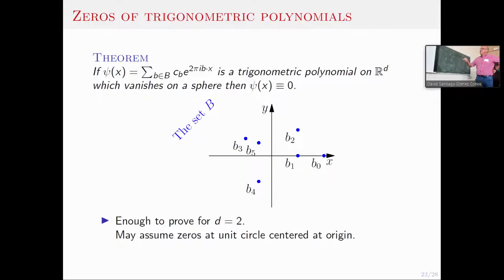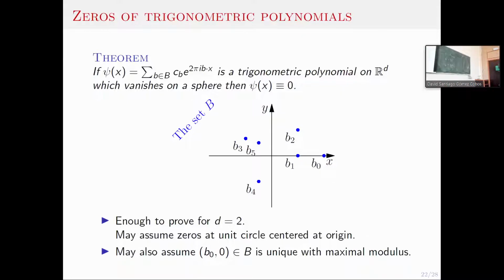So here are my frequencies of the trigonometric polynomial. If I translate the b's, the zero set doesn't change because the Fourier transform only gets multiplied by an exponential, so the zero set doesn't change. So I can translate my b's to achieve the following, that I have a unique point of the b's with maximum modulus. So this is the most distant from the origin, and there is no other with equal distance. You can always achieve that by pushing things far away. Okay? b0 is the farthest point.